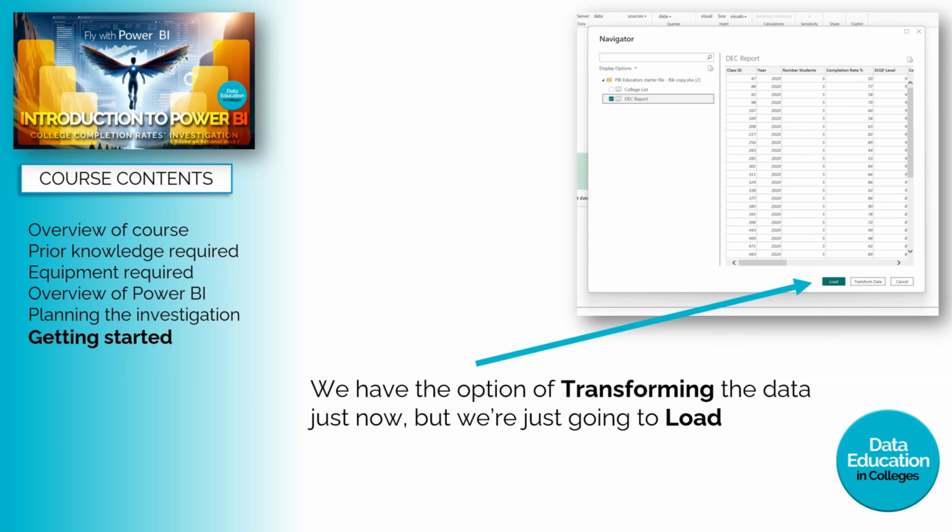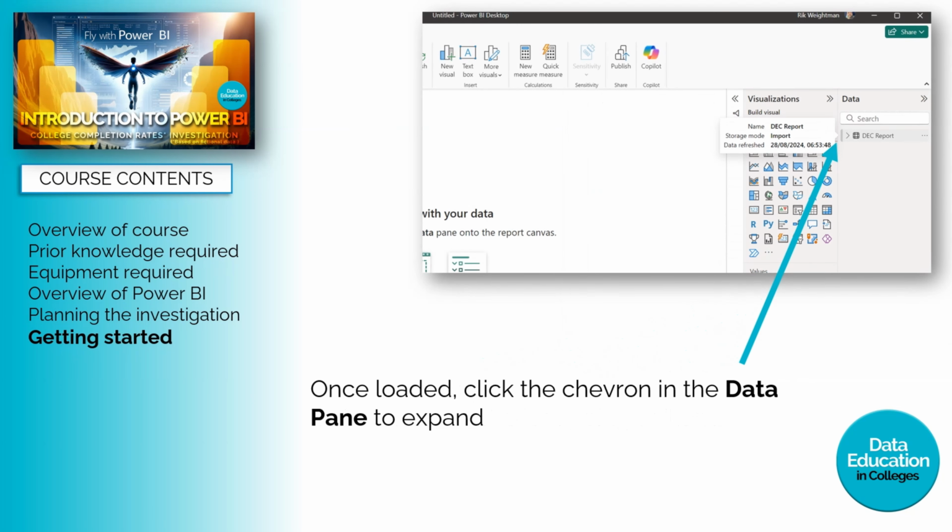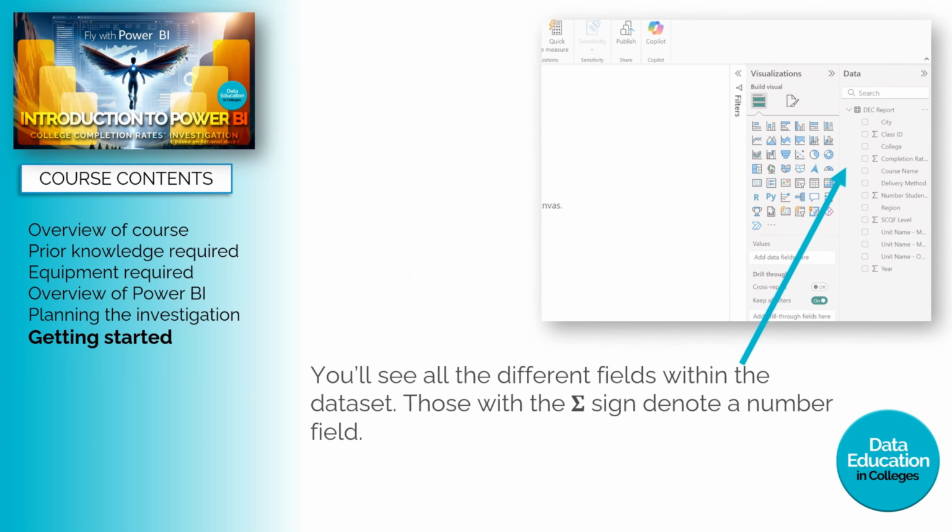Once loaded, on the right hand side in the data pane, open the wee chevron and you'll see all the fields that are in your data set. You'll notice some have a little sigma sign. That denotes a number field set to sum, and the ones that don't are typically text or calendar.